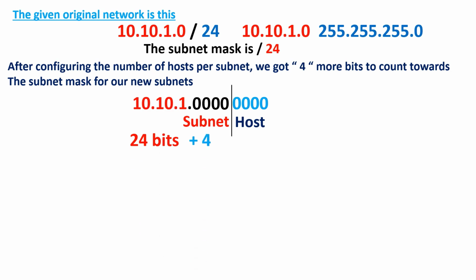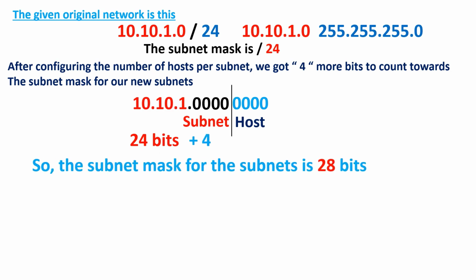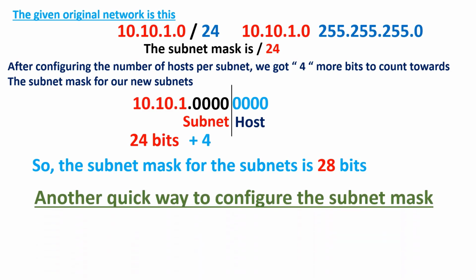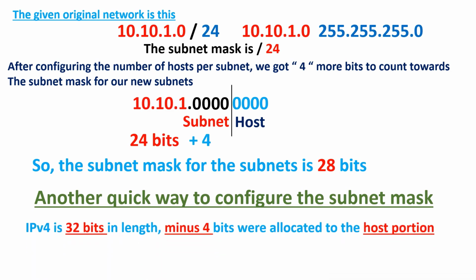24 bits here plus 4, and so the subnet mask for the subnets is 28 bits, because the given subnet mask was 24, and after we did the formula we have extra 4 bits, so 24 plus 4 gives us 28 bits. Another quick way to configure the subnet mask: IP version 4 is 32 bits in length, minus 4 bits allocated to the host portion. This gives us 32 minus 4 equal to 28, and this is our subnet mask. Just use either way, you will be fine.